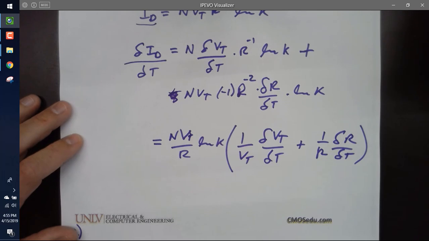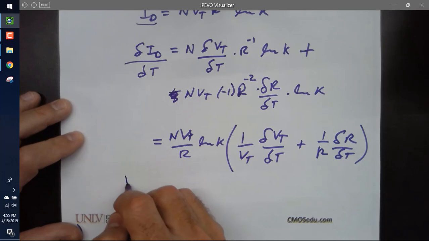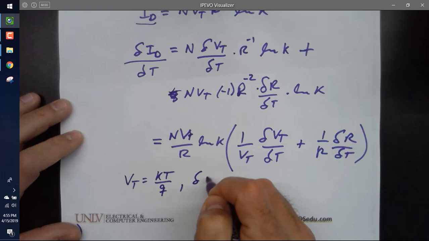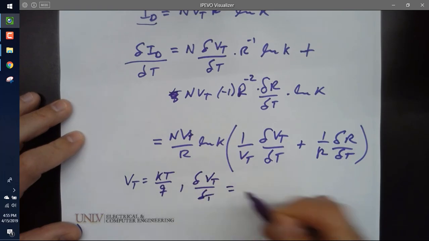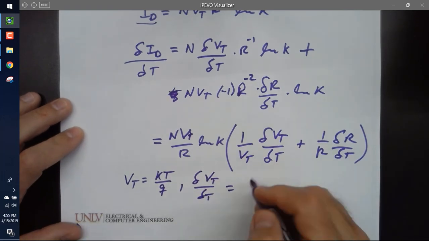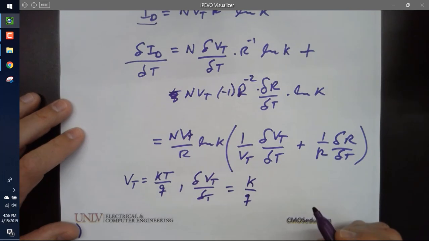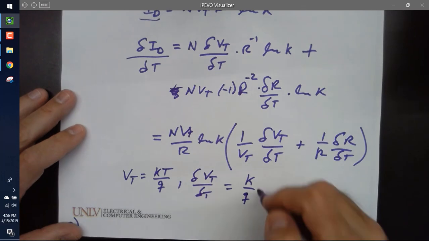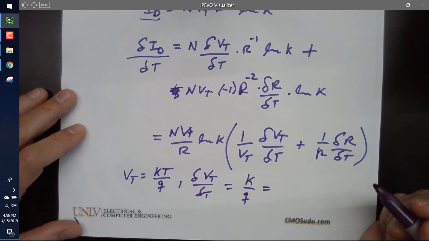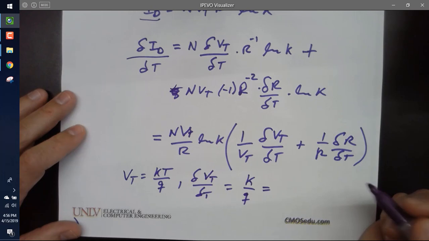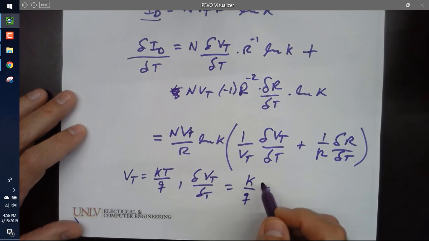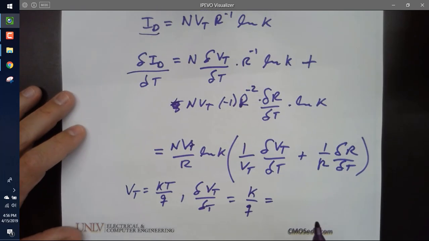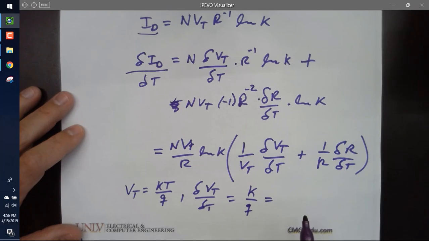All right. Remind me, what's VT? Temperature. And so what is del VT del T? All right, and would everybody agree that's equal to... Or I guess you don't know. What's K again? Boltzmann's constant. You guys get enough use of Boltzmann's constant? No.